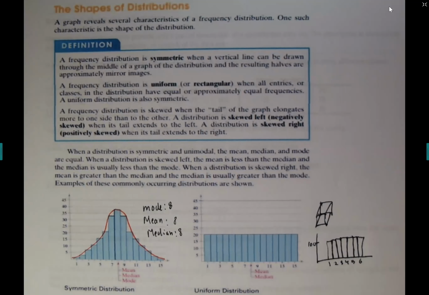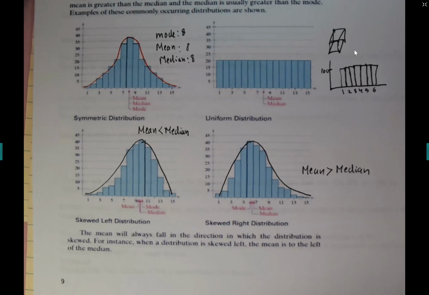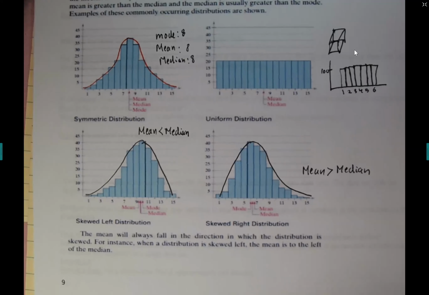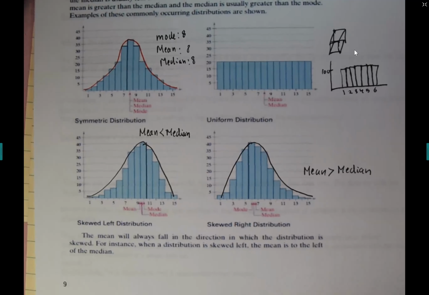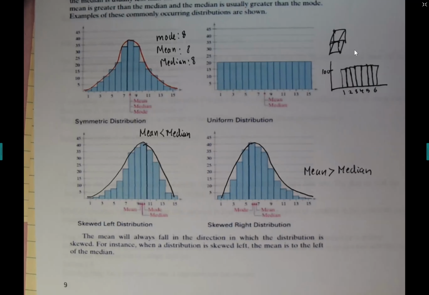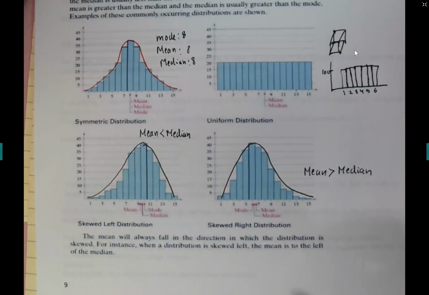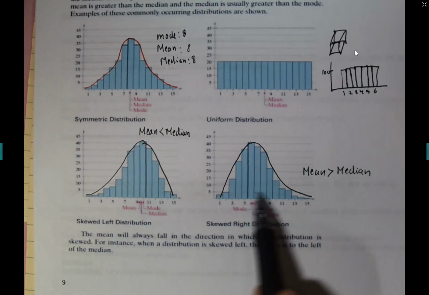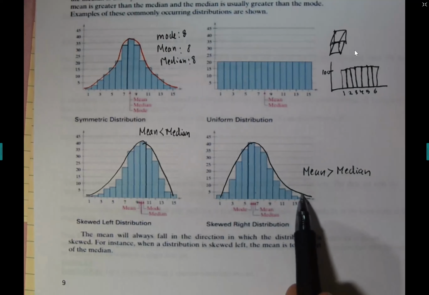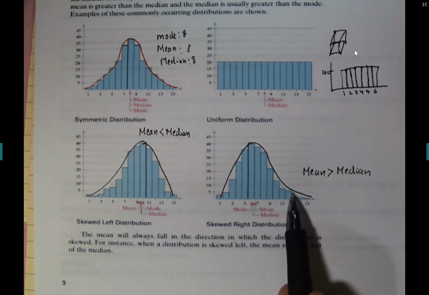Let me just repeat what I said here. For a skewed left distribution, there is a tail toward the left. And it happens that the mean will always be closest to the tail. Because it's closest to the tail, on the left, it's going to be smaller than the median. When we have a right skewed distribution, the mean will always be toward the tail. So the mean is going to be larger than the median always.